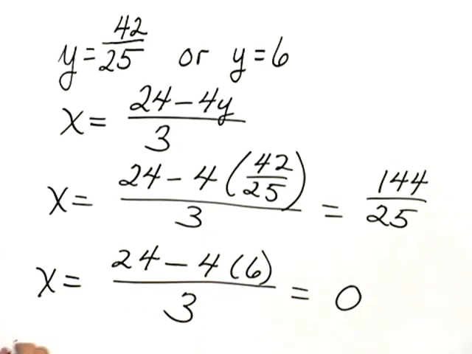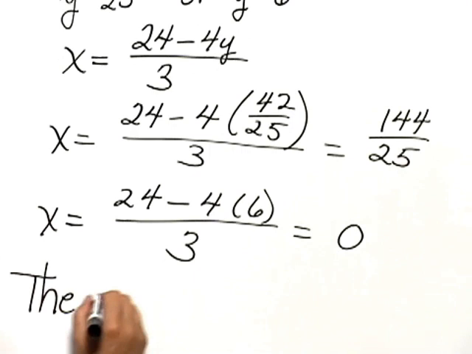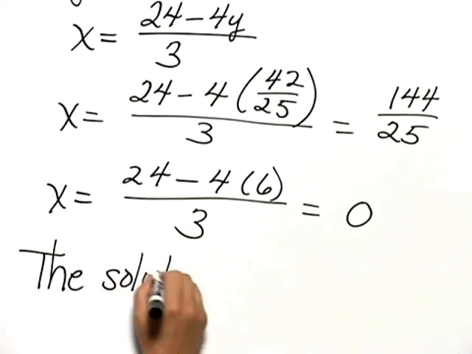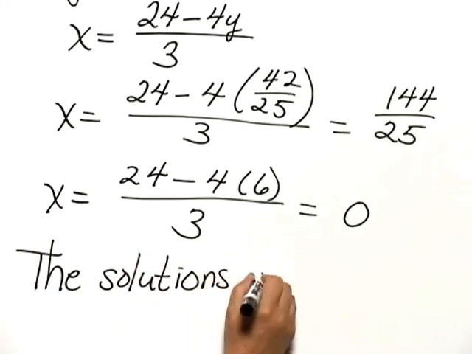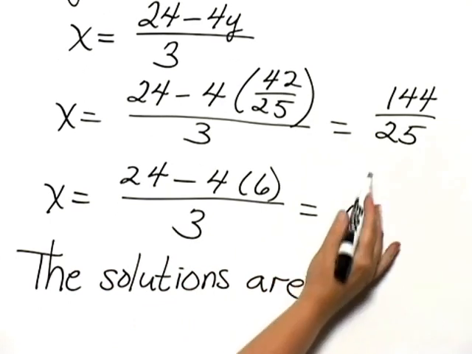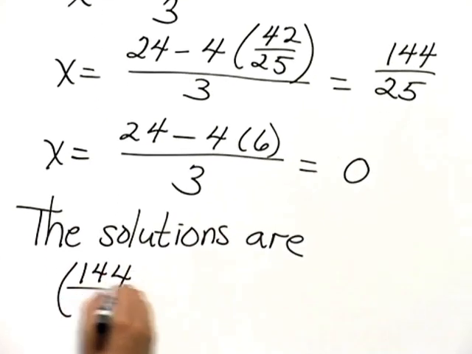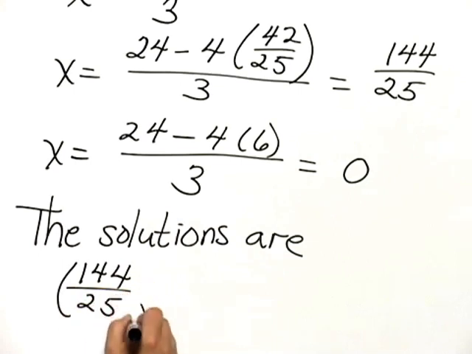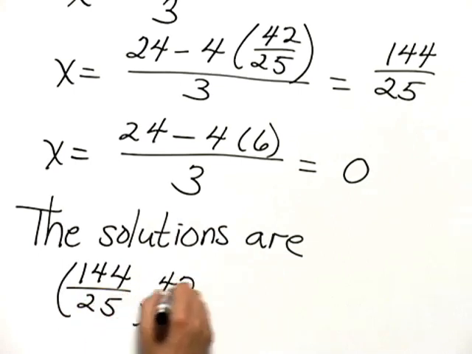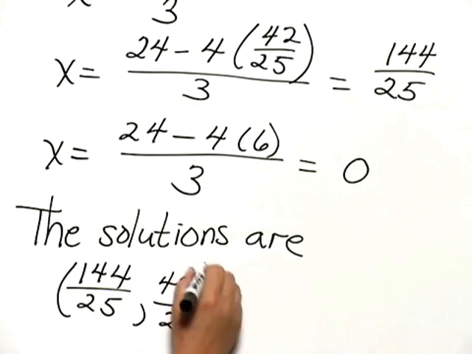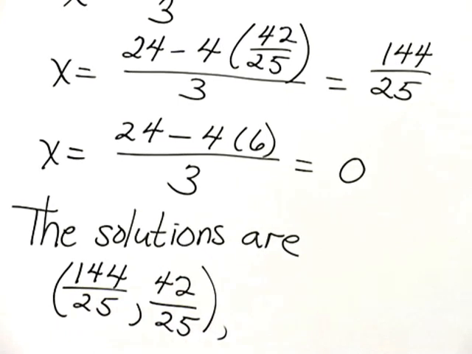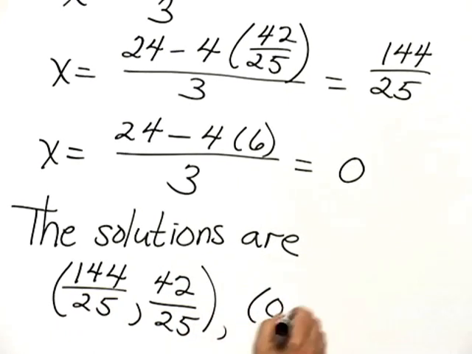So we would have two ordered pairs as solutions, and we could say the solutions are, the first ordered pair listing the x first would be 144 over 25 and 42 over 25. And the second pair would be 0, 6.